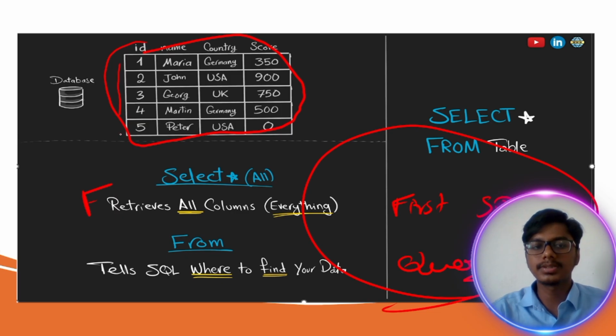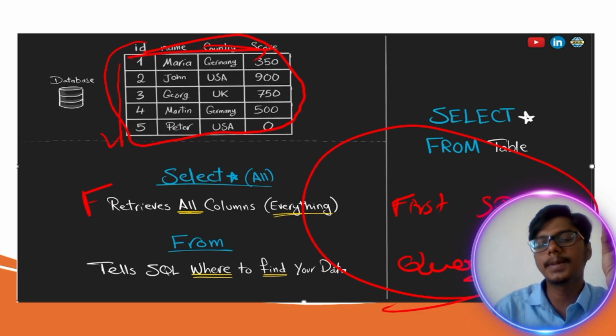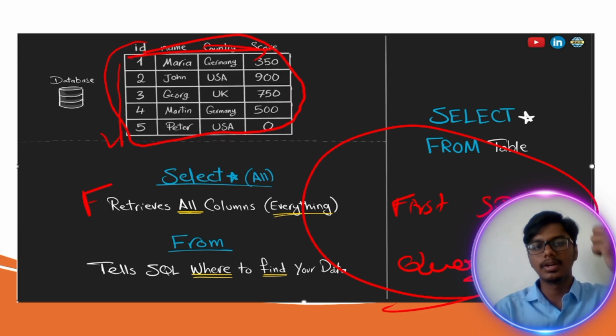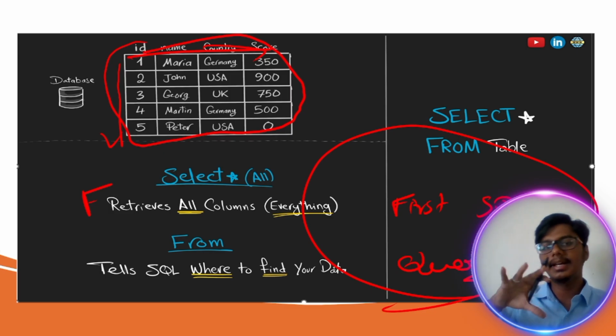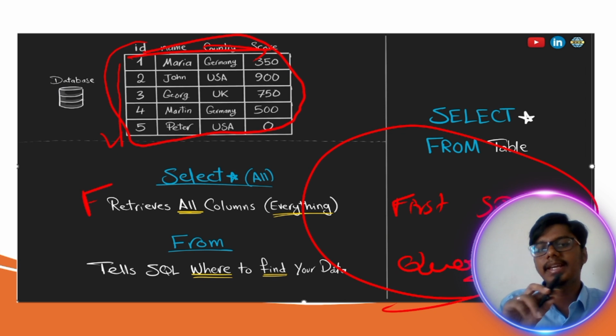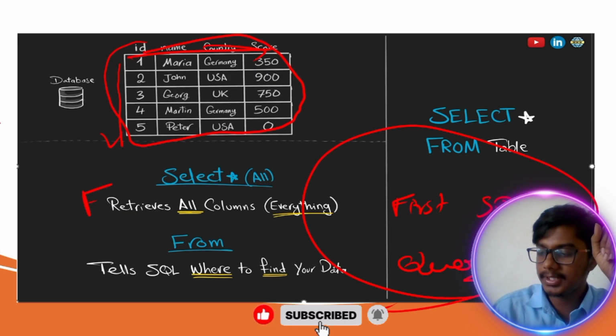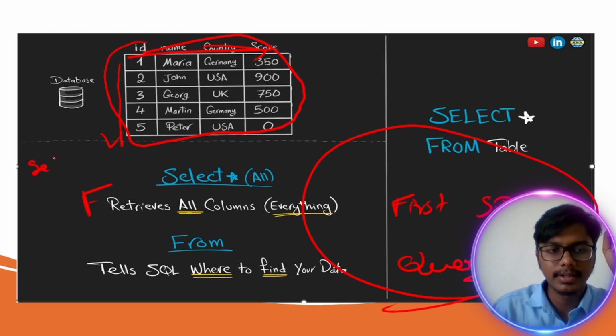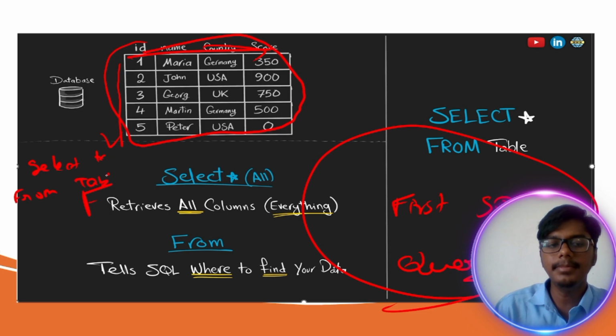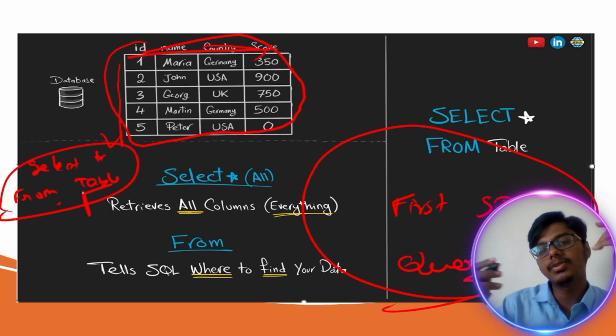These are all called rows and columns. Here there are columns called ID, name, country, score. There are 5 rows in the table. The first row is Mary, from Germany, and her score is 350. Likewise, there is some data in the tabular structure in the database. We want to retrieve all the columns. The first command is select star from table. Select star from table.